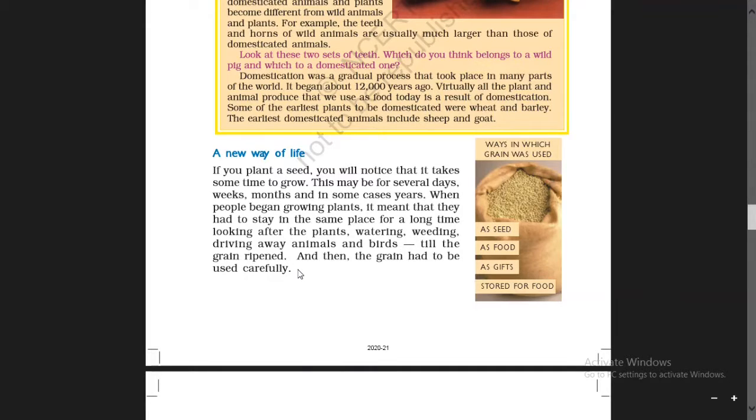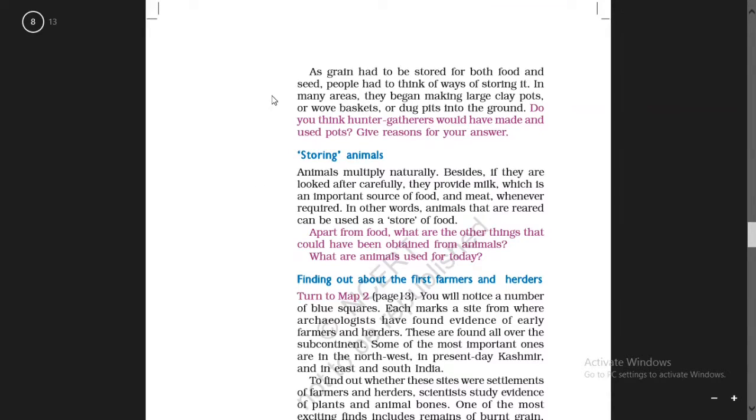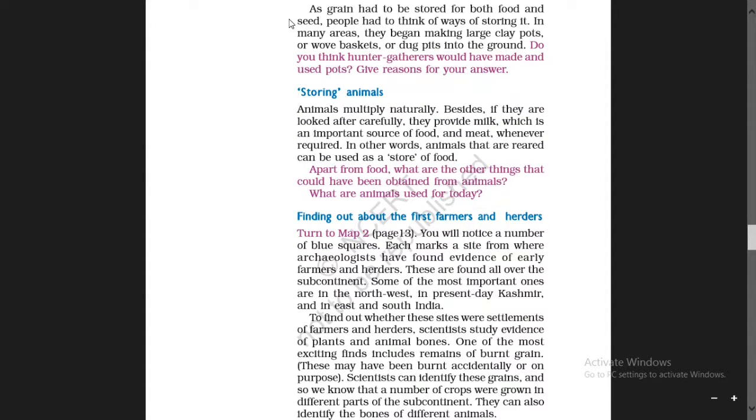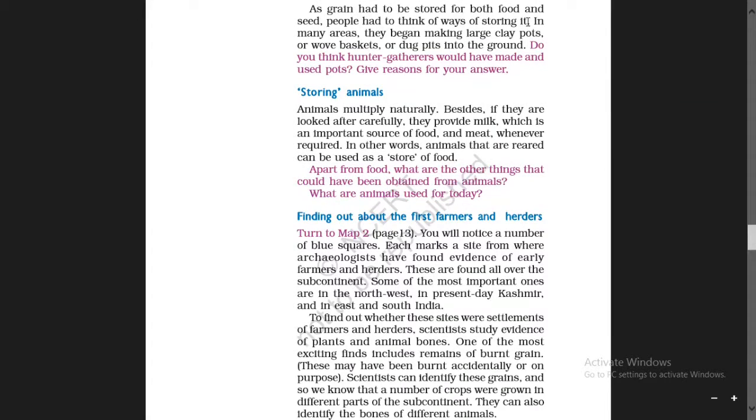And after that, the grain had to be used in a careful manner. Let us turn over the page, the next page, that is page number 18. As grain had to be stored for both food and seed, people had to think of ways of storing it. So it needs to be stored for both food and seed. People had to think of ways of storing it.